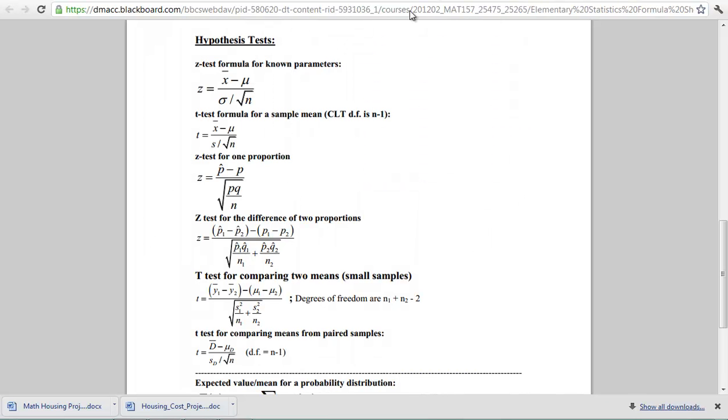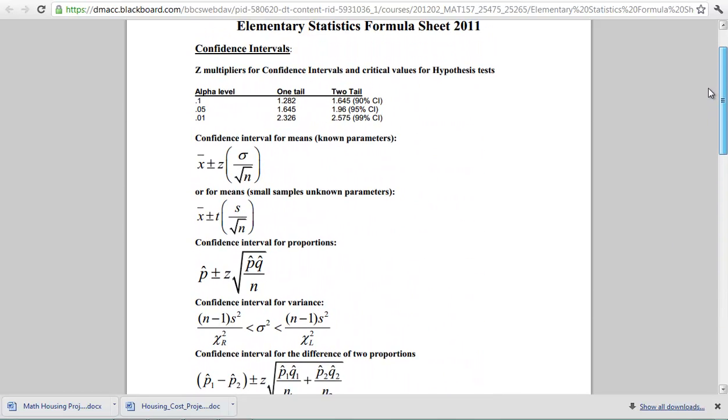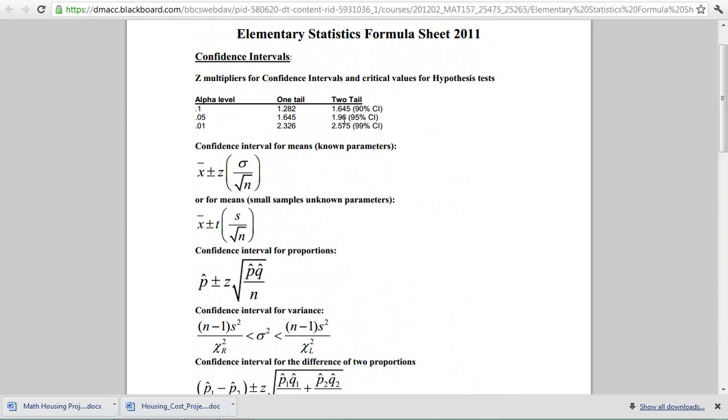If we go to our formula sheet, if we're going to do confidence intervals, here are our z multipliers. But now if we have small sample sizes or unknown parameters, unknown standard deviations, we can start using this estimation for confidence intervals right here for the true population mean. Notice we use z if we have known parameters or large sample sizes, and now we just use t.